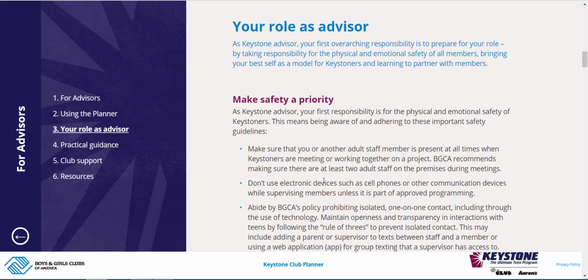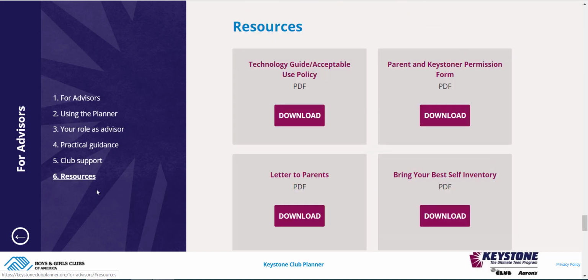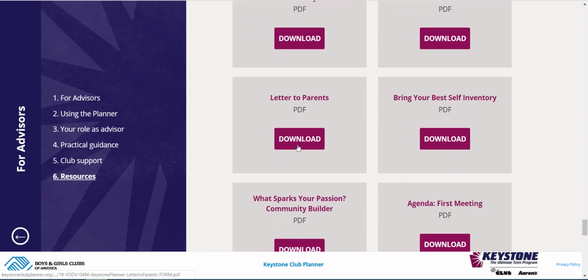As Keystone Advisor, your first responsibility is for the physical and emotional safety of Keystoners. This means being aware of and adhering to these important safety guidelines included in the planner. Several tools and resources also help you with the use of technology: the Technology Guide and Acceptable Use Policy, a Parent and Keystoner Permission Form, and a letter to parents.